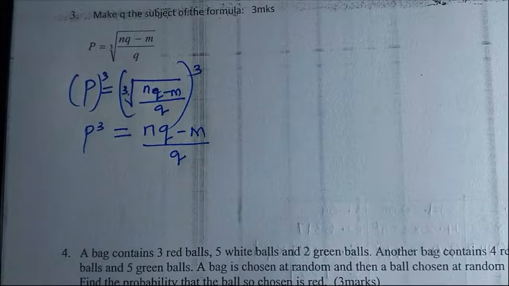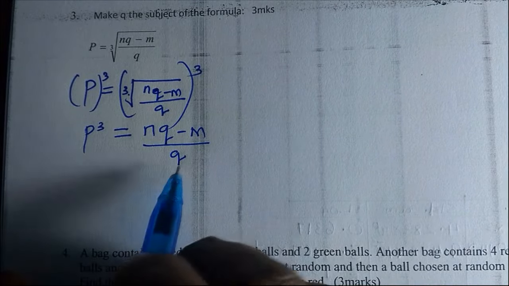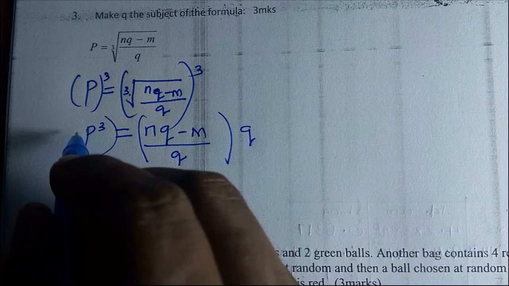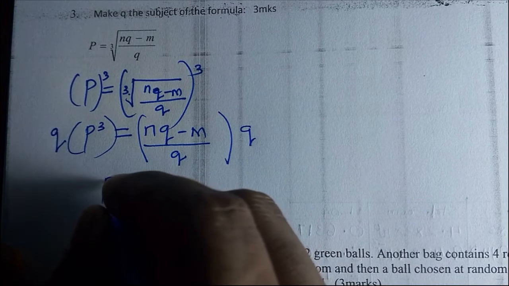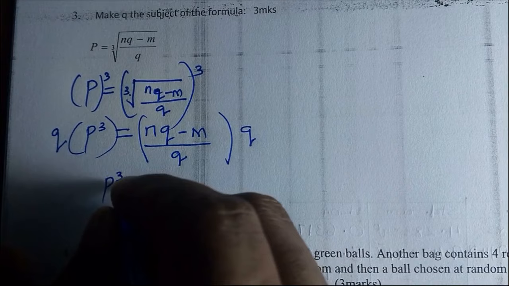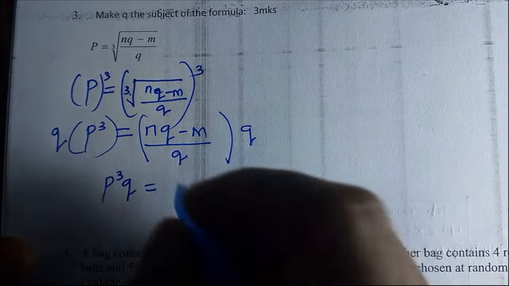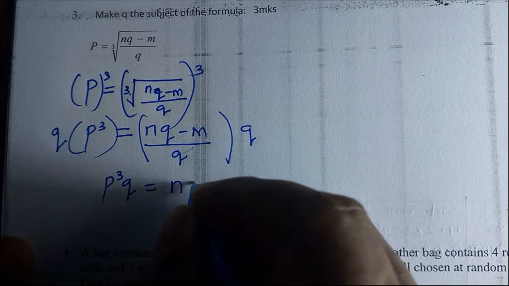The next thing you do is to remove the denominator. Times q on both sides. So we will have p cube q. Remember, you write them in alphabetical order. That's how it should be. This and this cancel, so we will have nq minus m.